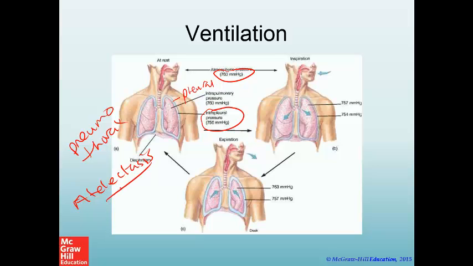Atelectasis. Lung collapse. And the way that is fixed is by plugging the hole and then creating a vacuum, so sucking excess pressure, excess air out of the chest cavity, the pleural cavity, so that the lung can inflate.